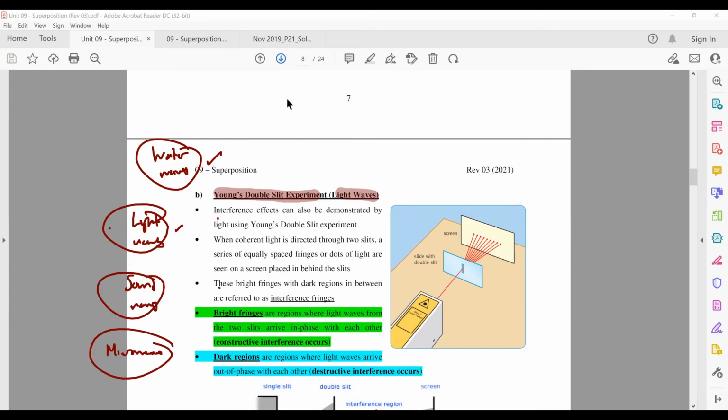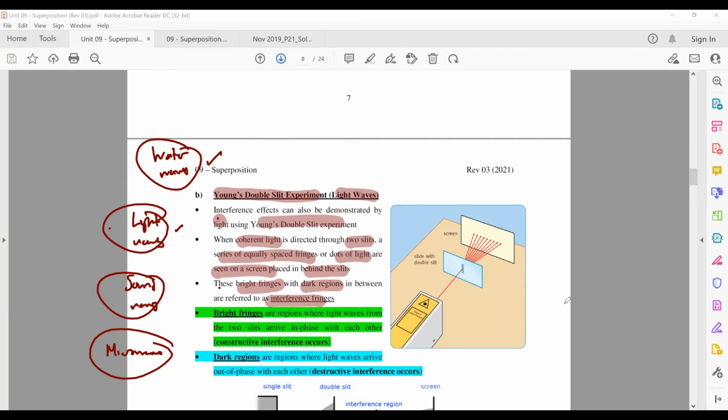Okay, so interference effects can also be demonstrated by light using Young's double slit experiment. When coherent light is directed towards two slits, a series of equally spaced fringes or dots of light are seen on a screen placed behind the slits. The bright fringes with dark regions in between are referred to as interference fringes.